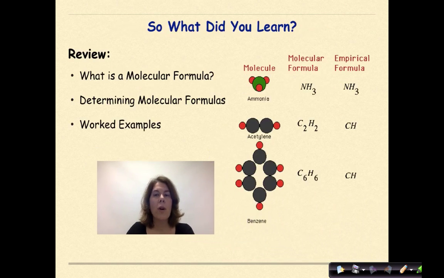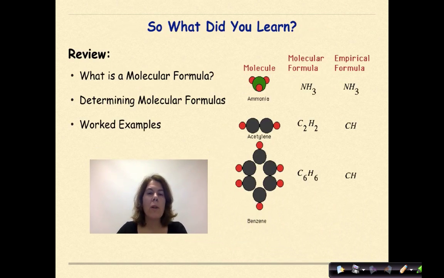And that is another example of how to find the molecular formula when given the empirical formula and the molar mass. So what did you learn? We talked about what is a molecular formula, and then we worked on determining the molecular formulas, and then finally did some worked examples at the end.